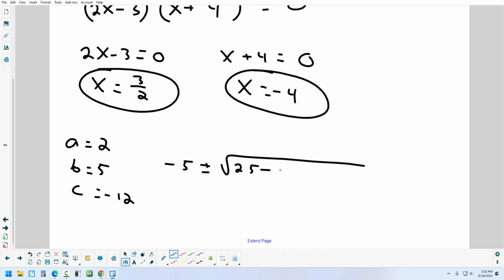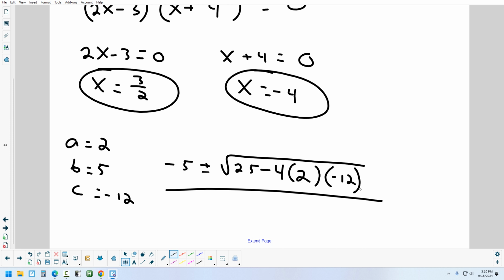4 in parentheses times, I think it's A and, no it's not, yeah, it's A and C, I think. Yep, A and C. And that's all going to be divided by? 2 times 5, no, 2 times 2. 2 times 2, which is 4. Yep.